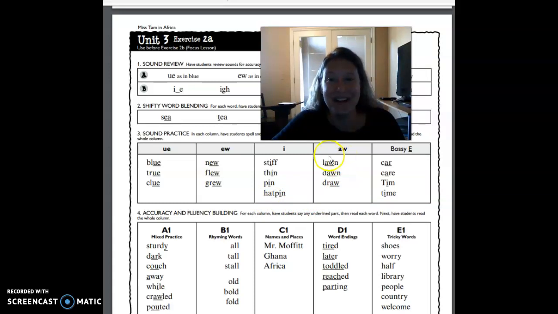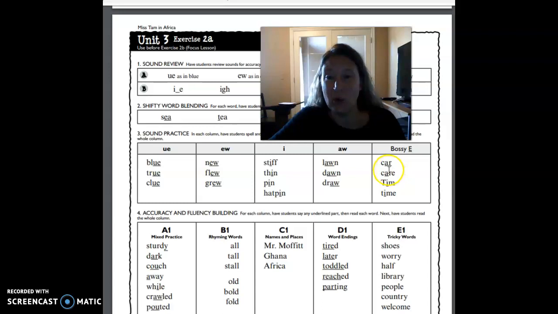Next column, what sound does AW make? Aw. Read the underlined part and the whole word. What is the underlined part? Aw and the whole word. Lawn. Next word, underline. Aw, whole word. Dawn. Next word, underlined. Aw, whole word. Draw.